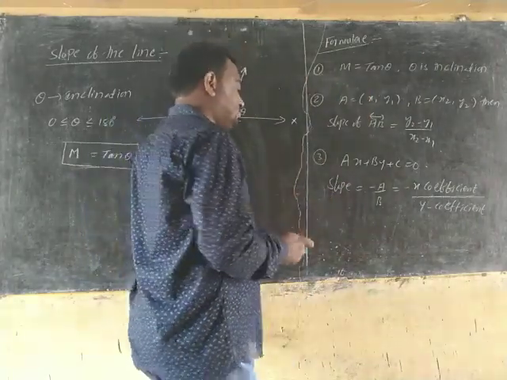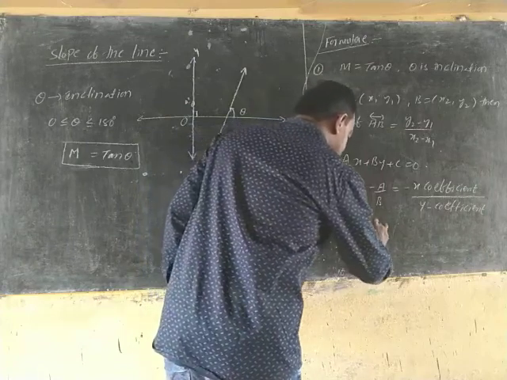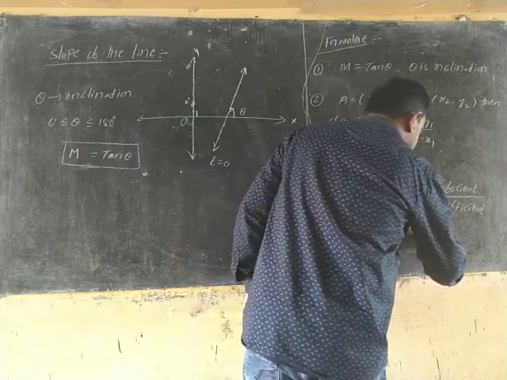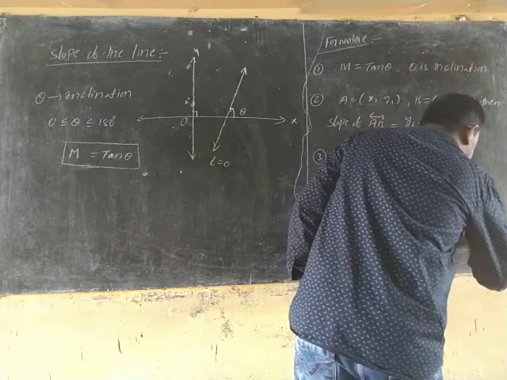Now coming to the fourth formula, you see the slope of the x-axis, and of lines parallel to the x-axis.